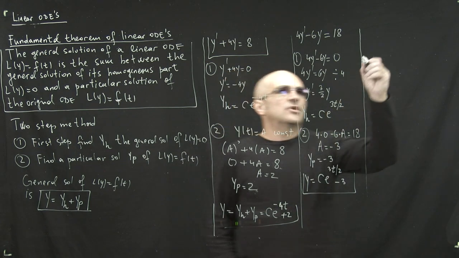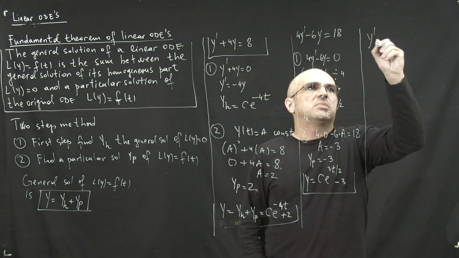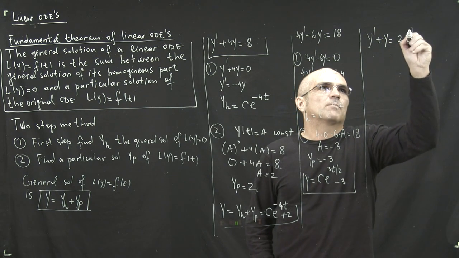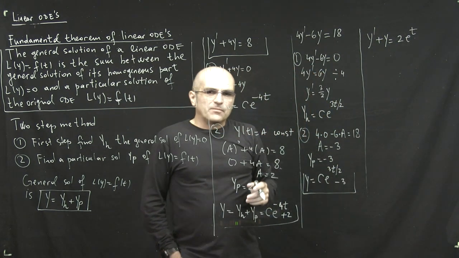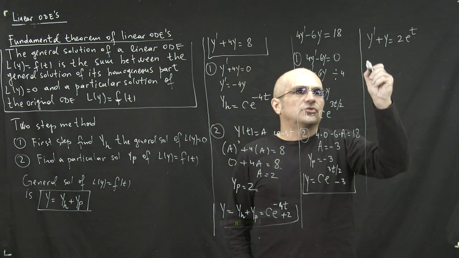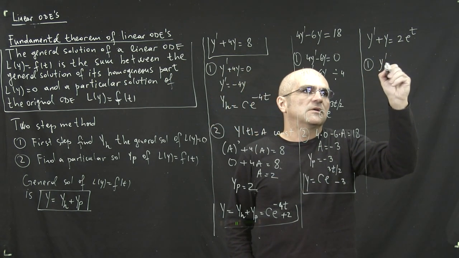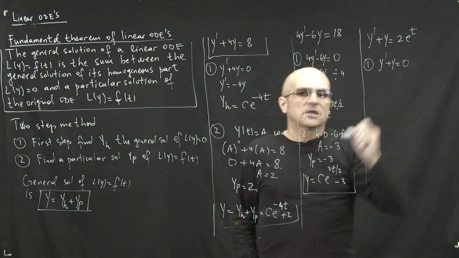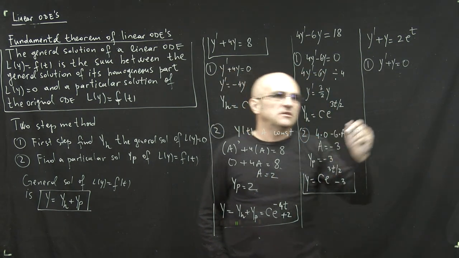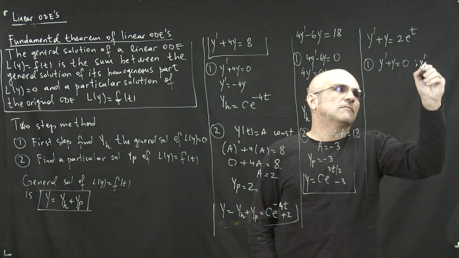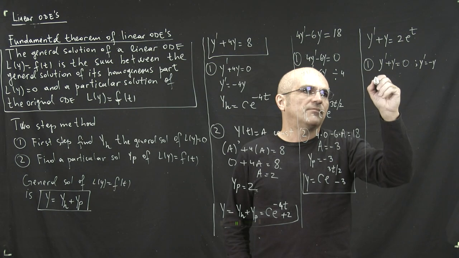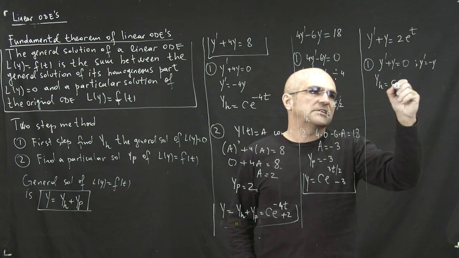So suppose you have y prime plus y equals 2e to the t. So the homogeneous part, again, it's as easy as before, right? If you drop the non-homogeneous term, you get y prime plus y equals 0, which is again exponential. Move the y over. So the solution of the homogeneous part of the equation is y_h = c e to the minus t.